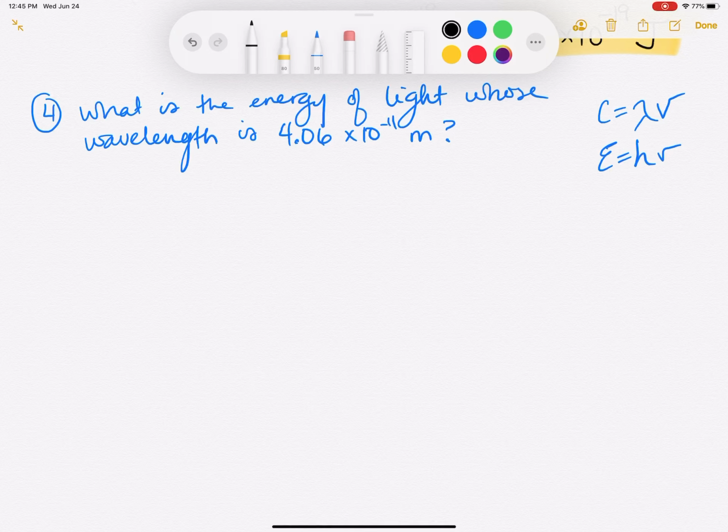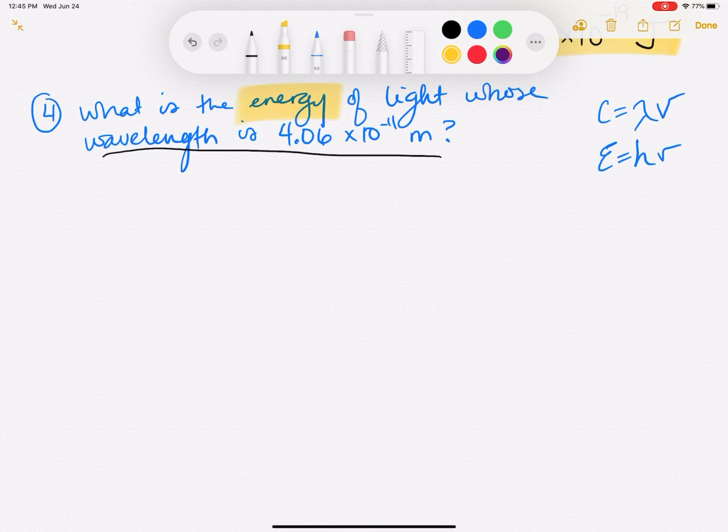I'm looking at question 4. Again, this question relates your speed of light equation and your Planck's energy equation. And so I'm going to look at my data. My data here is that I have the wavelength, and so my wavelength is 4.06 times 10 to the negative 11 meters, and I'm being asked to calculate the energy of this light.